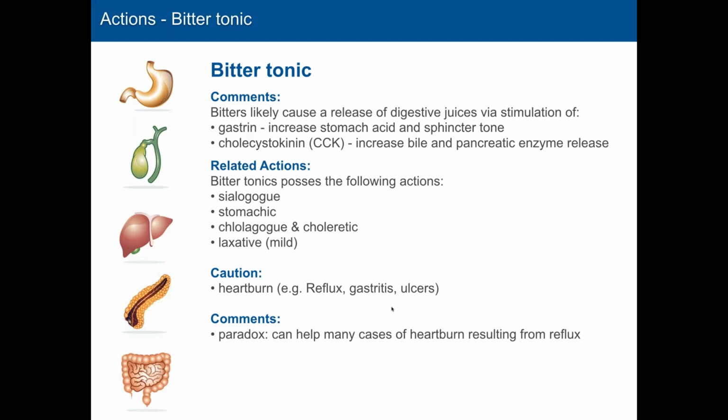So if somebody's getting heartburn because stomach contents are not being broken down fast enough, because there are insufficient digestive juices, and you've got atonic digestion or they've overeaten, then giving a bitter tonic for those cases will tighten up the lower esophageal sphincter, which helps prevent the acid from bubbling up, and that's what reflux is.